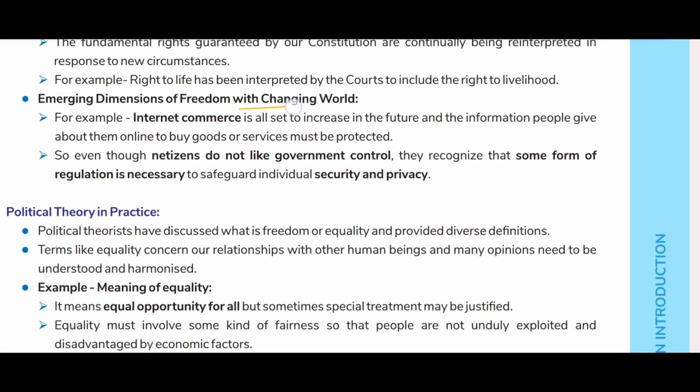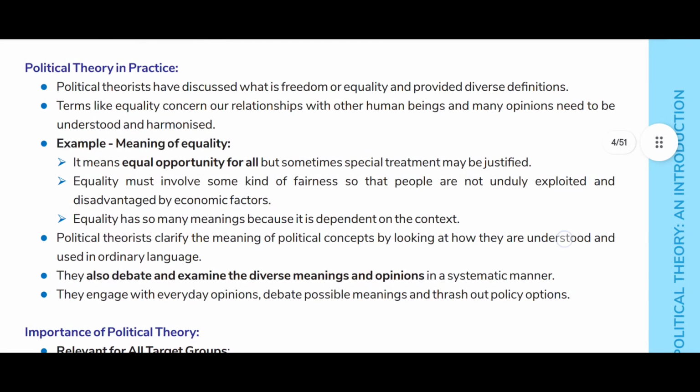Emerging dimensions of freedom with a changing world. For example, internet commerce is all set to increase in the future, and the information people give about themselves online to buy goods or services must be protected. So, even though netizens do not like government control, they recognize that some form of regulation is necessary to safeguard individual security and privacy.